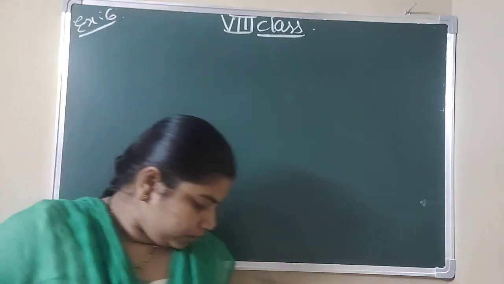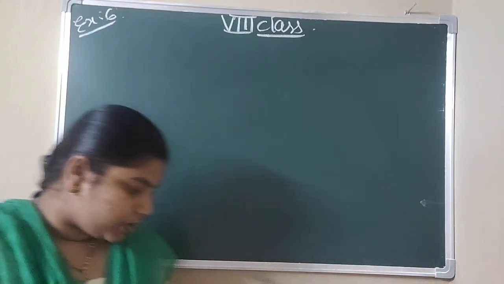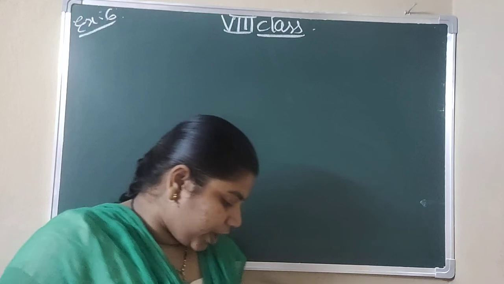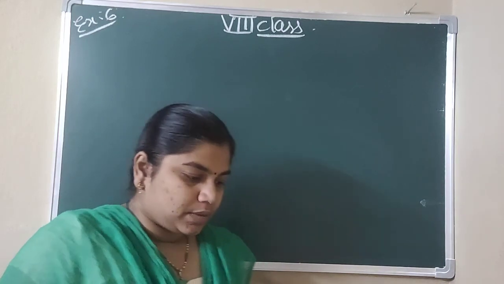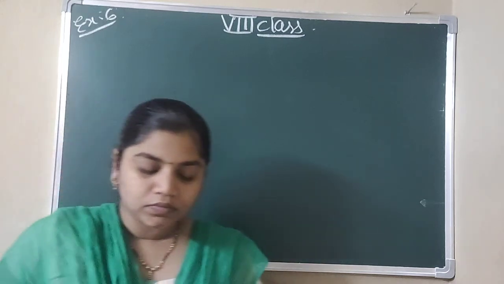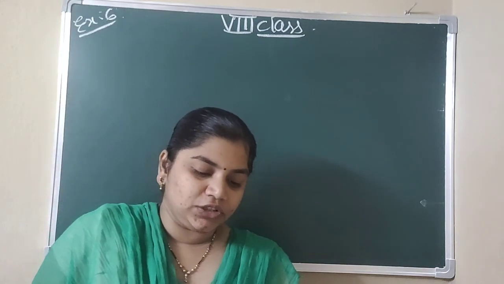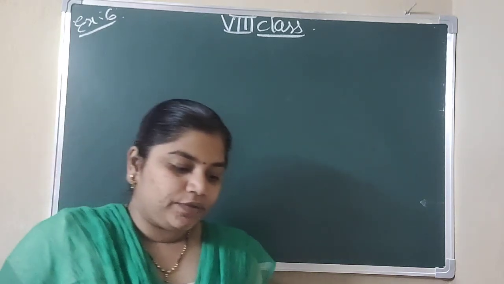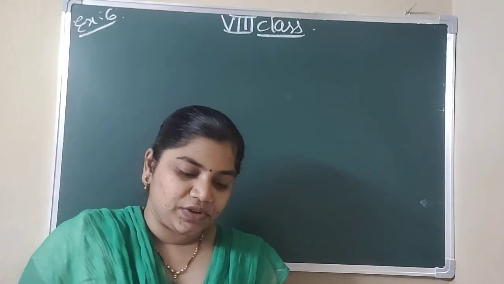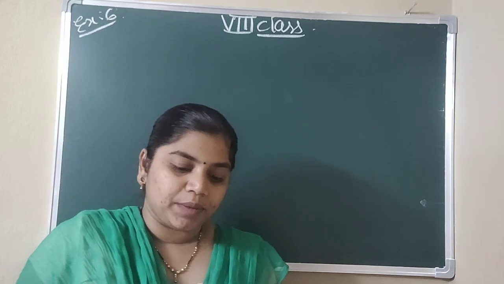So good morning everyone. In the last class we discussed example 5. Now we are starting example 6. So what is example 6? The length of a rectangle shaped park exceeds its breadth by 17 meters. If the perimeter of the park is 178 meters, find the dimensions of the park.